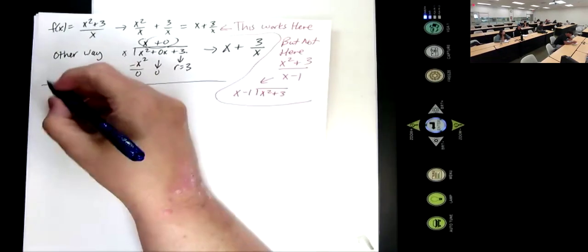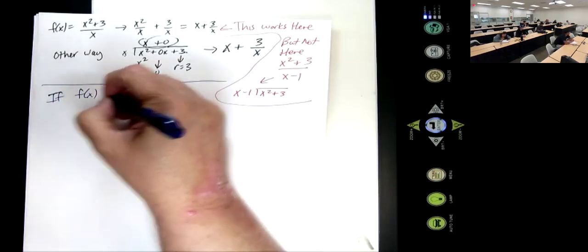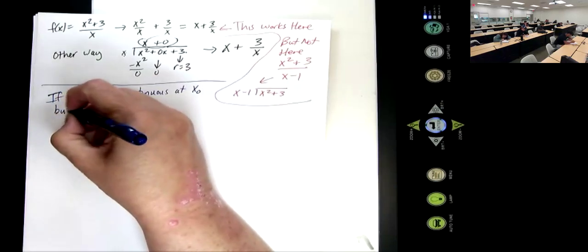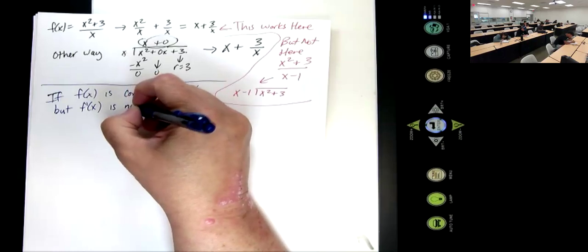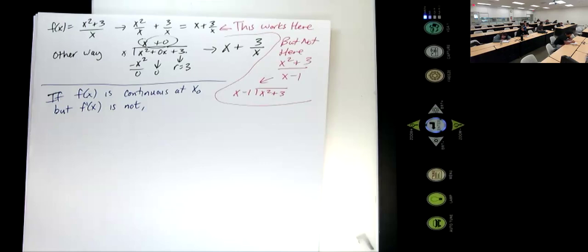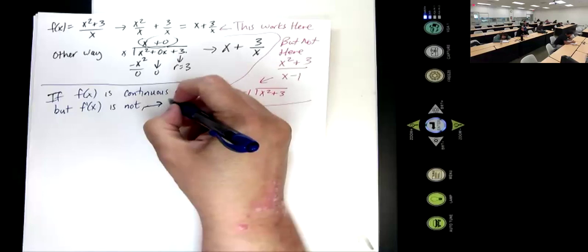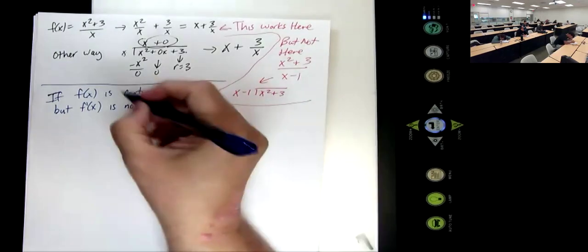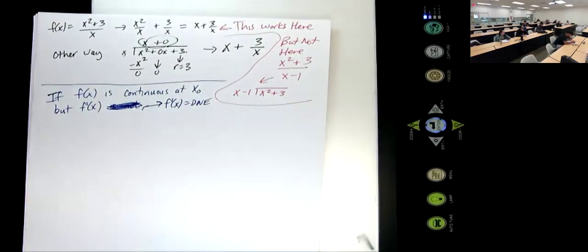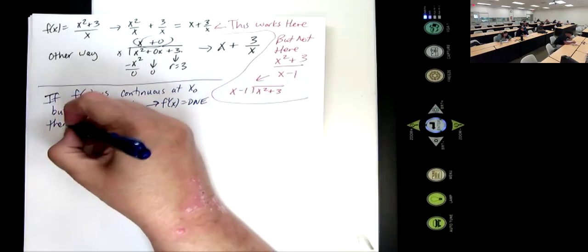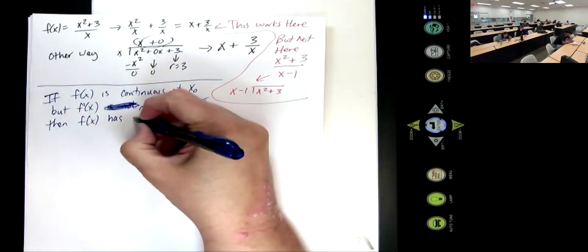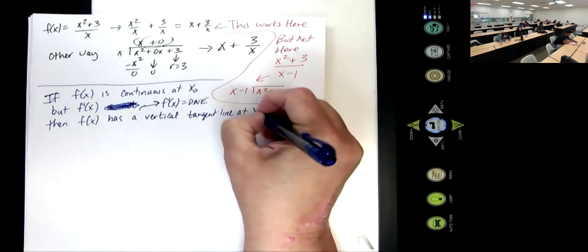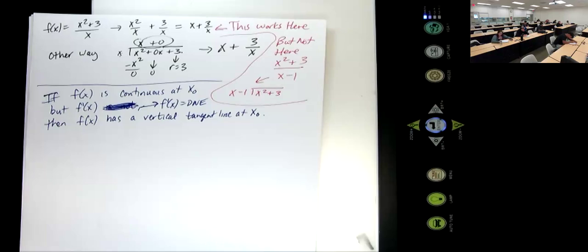When you're graphing these, you do have something else that can pop up. If f of x is continuous at x naught, but f prime of x is not, like f prime of x is DNE, it does not exist, there's no derivative at x naught, then f has a vertical tangent line at x naught. Not an asymptote, a tangent line.